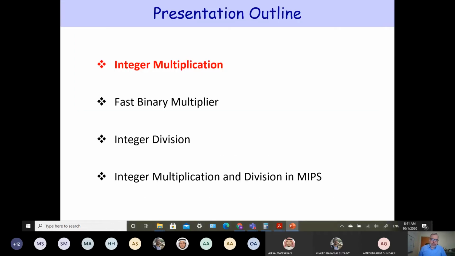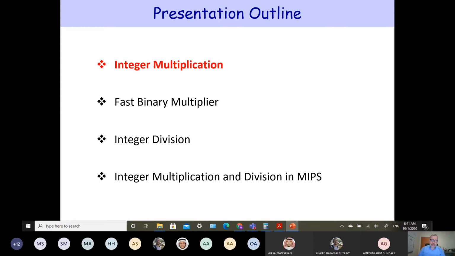So I'll talk first about integer multiplication. I'll show you how we can build a multiplier in the hardware, how we can design a circuit that does multiplication. I'll talk about division, and I will talk about the instructions that exist in the MIPS architecture for integer multiplication and division, and how we can use them in programming. Okay, so this is the topic of this presentation.